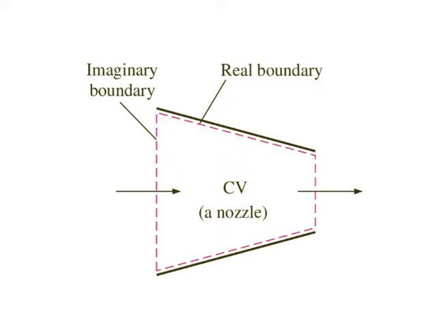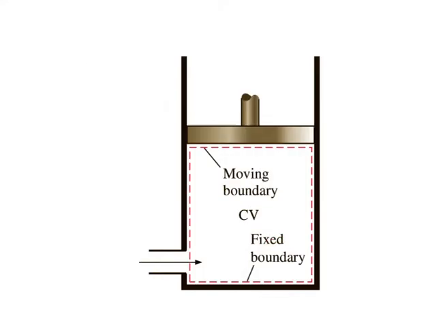A control volume can be fixed in size and shape, as in the case of a nozzle, or it may involve a moving boundary. Most control volumes, however, have fixed boundaries and thus do not involve any moving boundaries. A control volume can also involve heat and work interactions, just as a closed system, in addition to mass interaction.